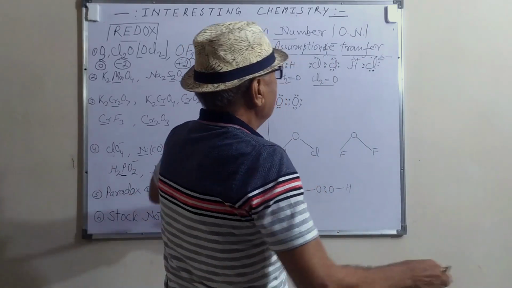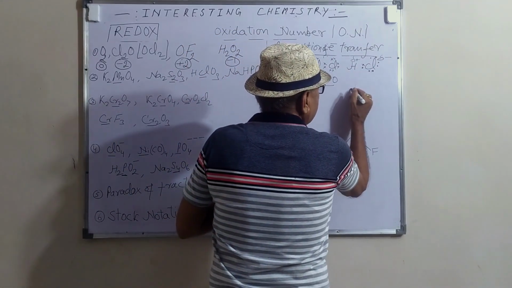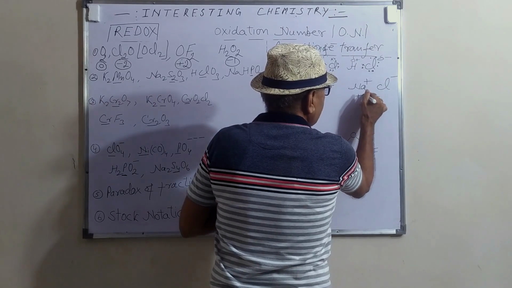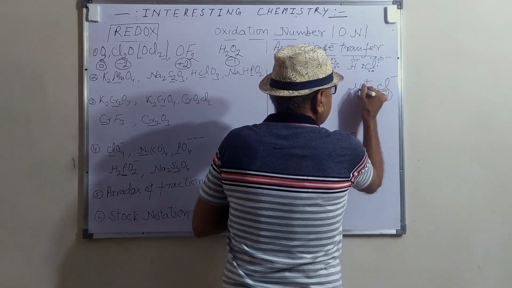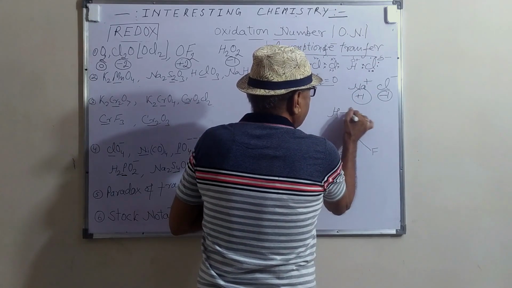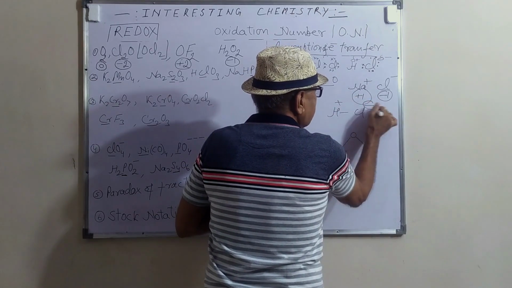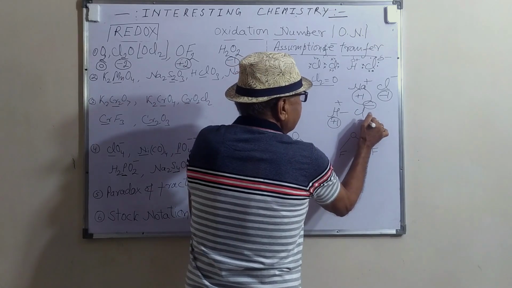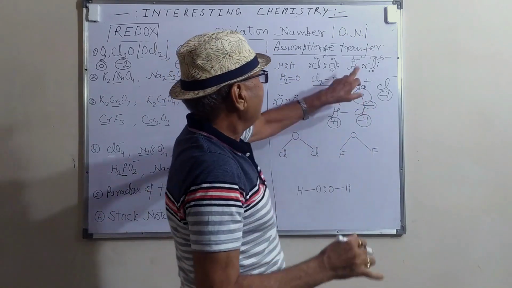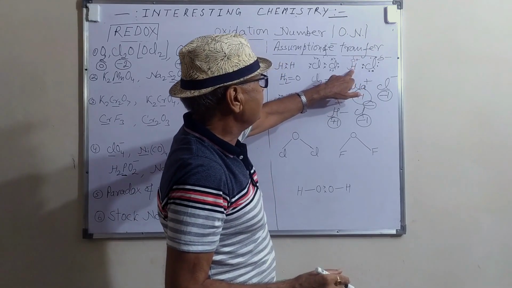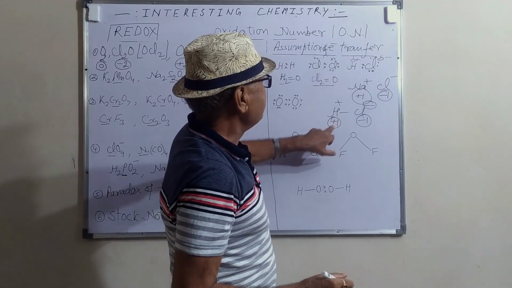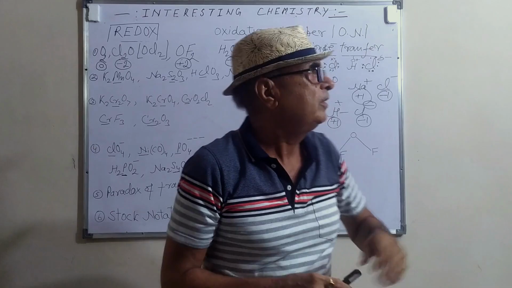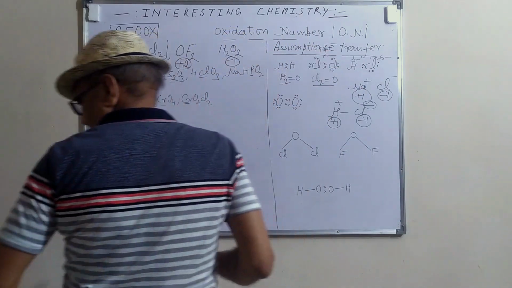Here we assume that there is an electron transfer, like Na positive and Cl negative. It is Na plus 1 and chloride minus 1. In the same way, in HCl, H positive and Cl negative. This structure is assumed, so here it is plus 1 and here it is minus 1. In this way, in HCl, the oxidation number of hydrogen is plus 1 and of chlorine it is minus 1. So I think you have understood the assumption of electron transfer.